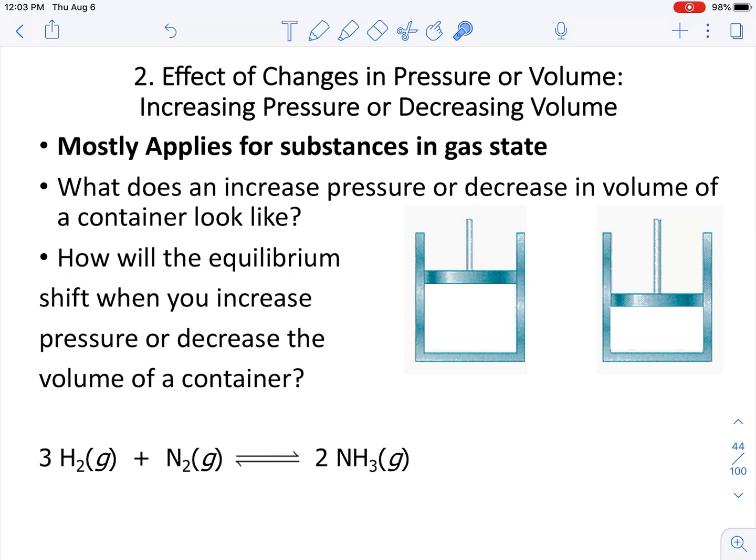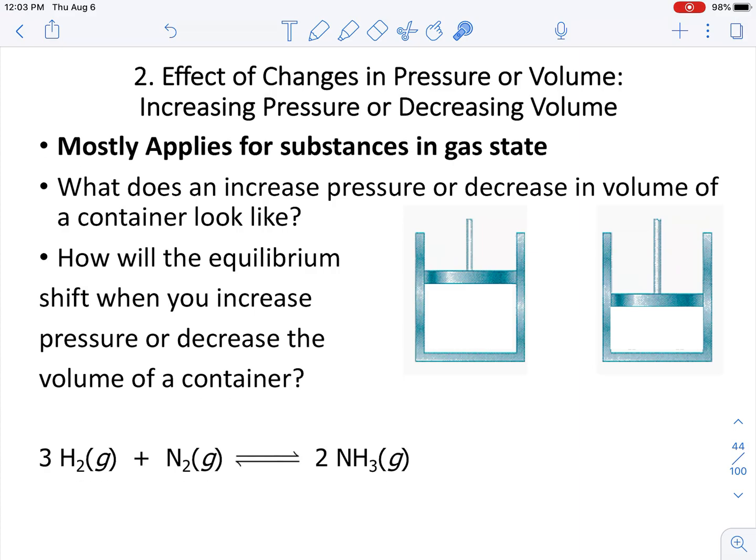In this lecture video, we will continue our discussion of Le Chatelier's principle by taking a look at how changes in pressure or volume affects the position of equilibrium for a given chemical reaction. Now, when the stress that's being applied to a chemical system involves changes in pressure or volume, this effect is mostly applied to substances that are gas in state. But it's not exclusive to that specific physical state of matter.